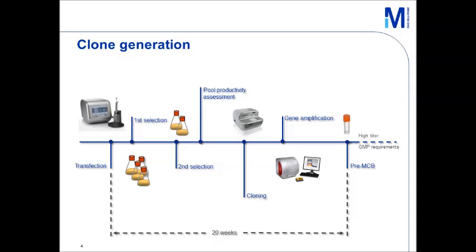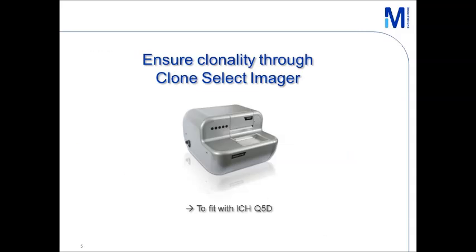And we use the only tool that allows the demonstration of the clonality of the cell lines, which is this equipment, the Clone Select Imager, which allows us to see one clone, one single cell, in order to ensure that the cell bank that we will generate afterwards, and all of the process which is going to be developed, and even the GMP production, even the commercial production afterwards, are based on one single clone that was isolated one time during clone generation. And this is really critical.